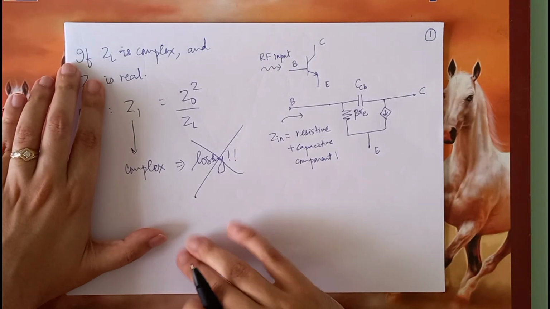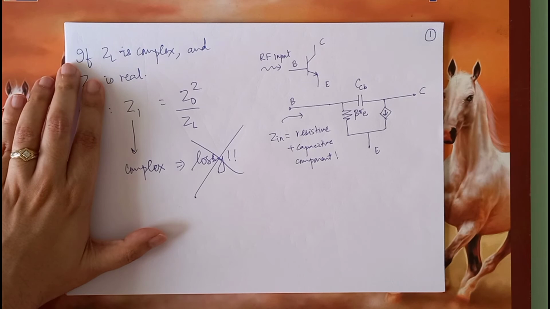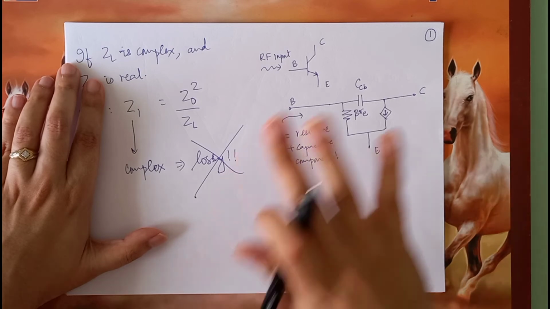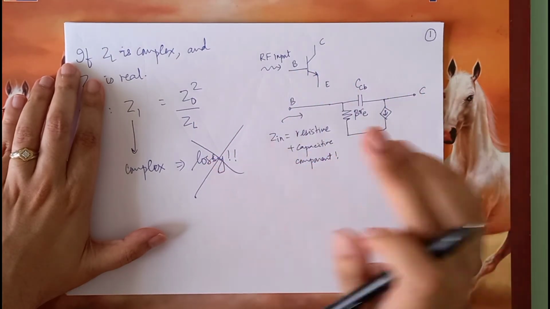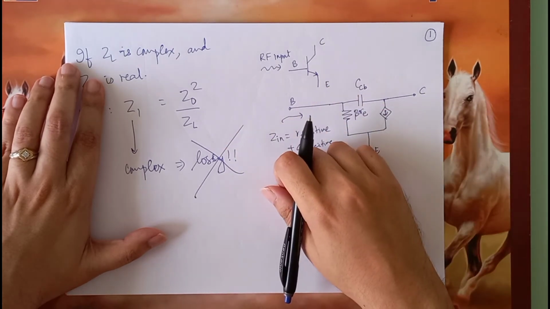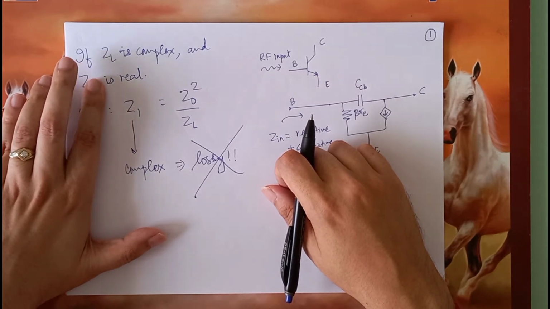Now, there is one more way to look at it. Even if you say, okay, let us say I don't mind a lossy transformer. I'm willing to have some loss, no problem. But even then, can I use the QWT?